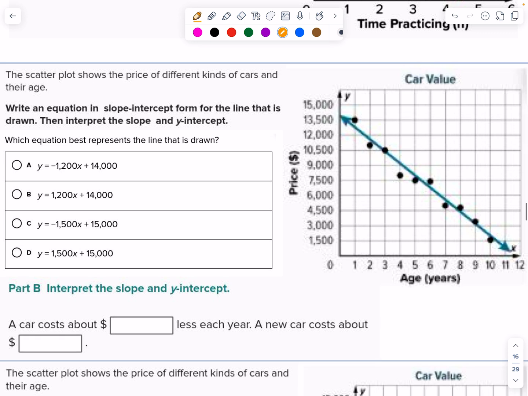All right, let's look at this one. The scatter plot shows the price of different kinds of cars and their age. Write an equation in slope-intercept form for the line that is drawn. Okay. Remember, we are not choosing the black dots, clean intersection. I want you to pause the video, look at this one, and try to figure out whether it is A, B, C, or D. Go.